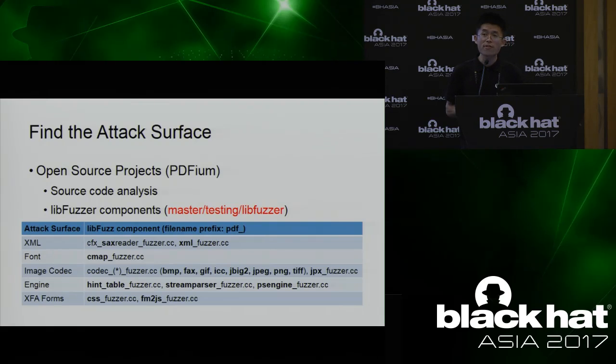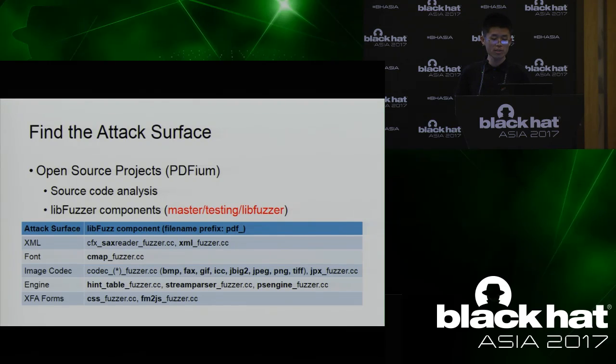We can also find the attack surface from open source projects. For example, PDFium is a famous PDF rendering engine and is open source. This project is maintained by the Google Chrome project. It is the rendering engine of the Chrome browser. So we can try to analyze the source code to find more attack surface.